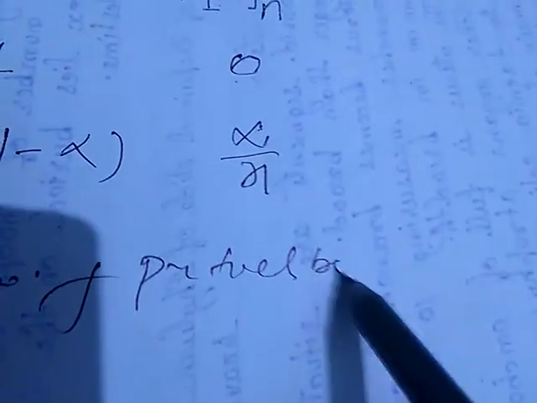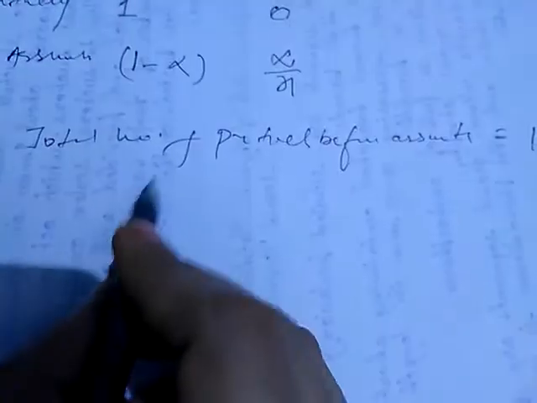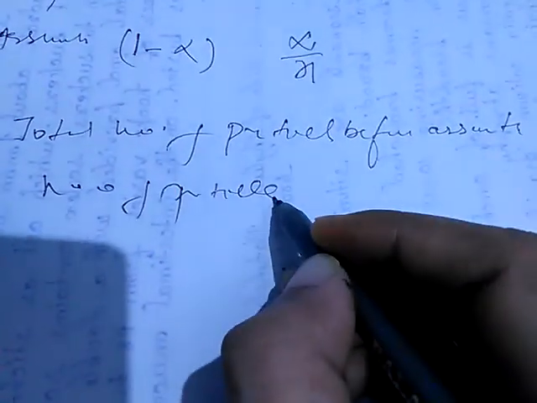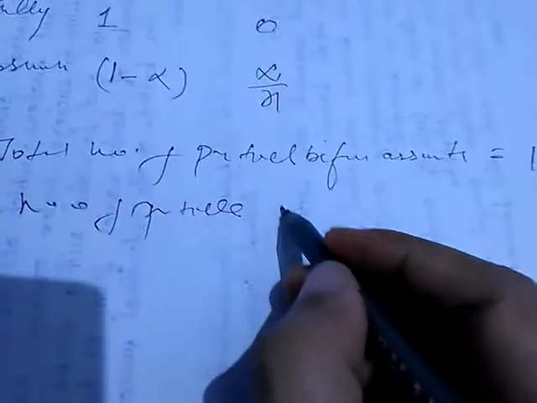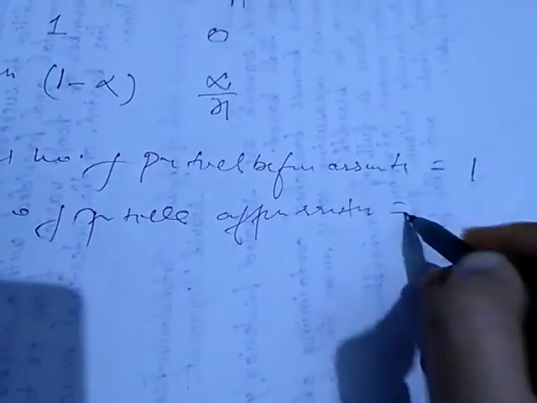alpha by n. Now the total number of particles before association is equal to 1. Number of particles before association will be 1. Number of particles after association would be equal to 1 minus alpha plus alpha by n.